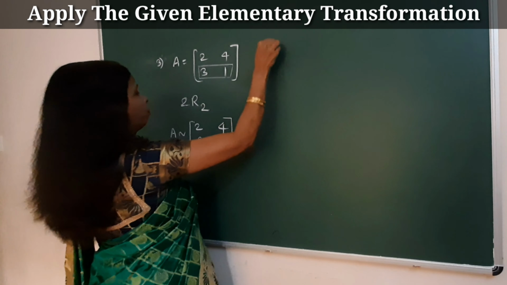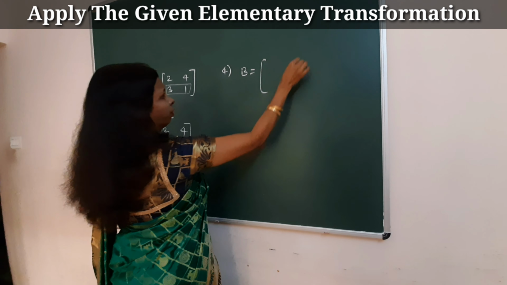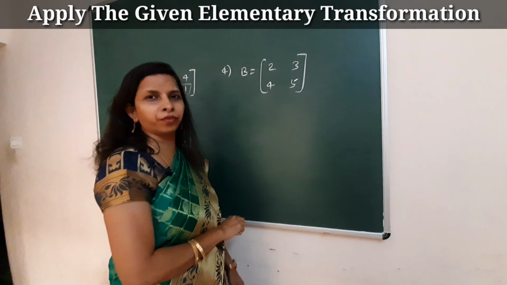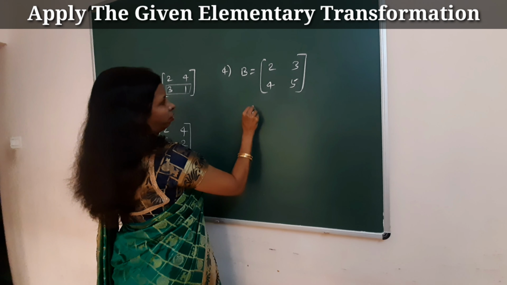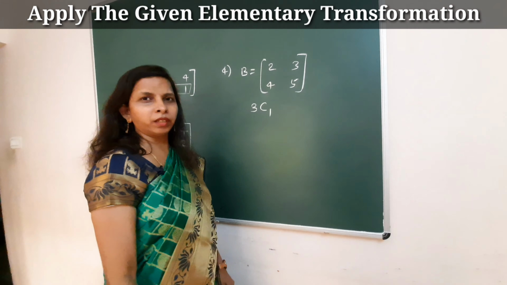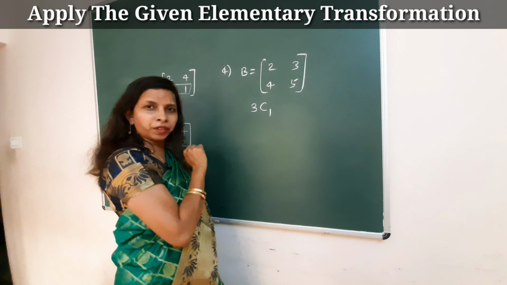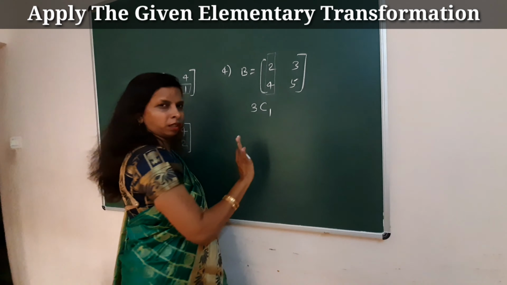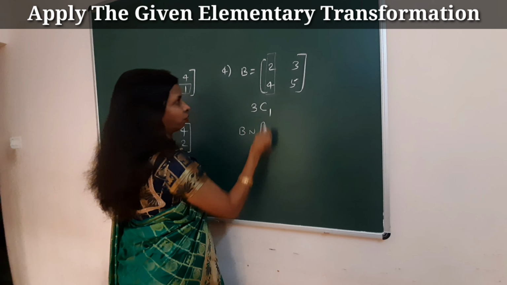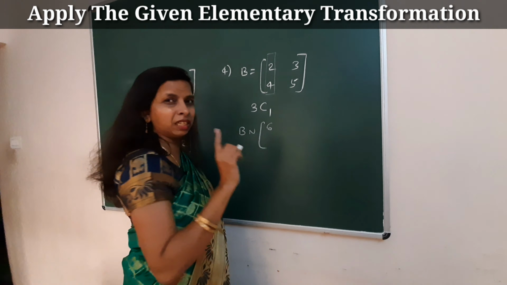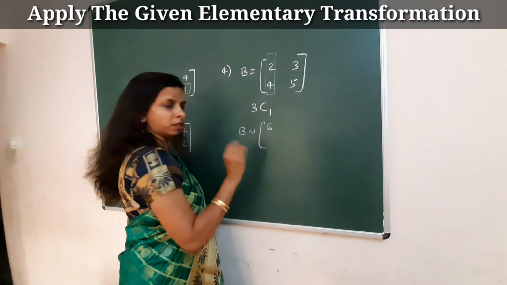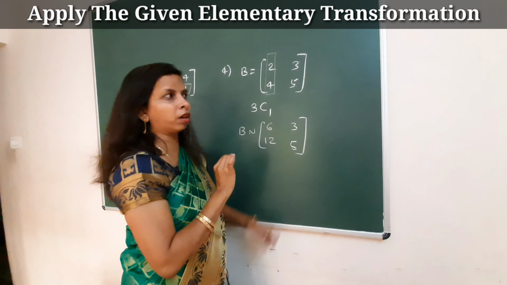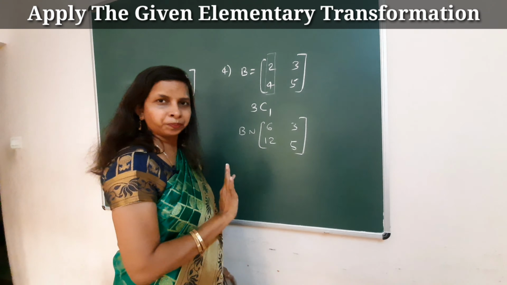Same thing I'll show you with column transformation. B is equivalent to 2, 3, 4, 5. Now I am supposed to find out 3C1. Here I need to identify which is a column. Column elements are these two. Simply multiply by 3. That is B is equivalent to 2 3s are 6. Each element should be multiplied. 4 3s are 12. What about this second column? This will remain unaffected. Okay.